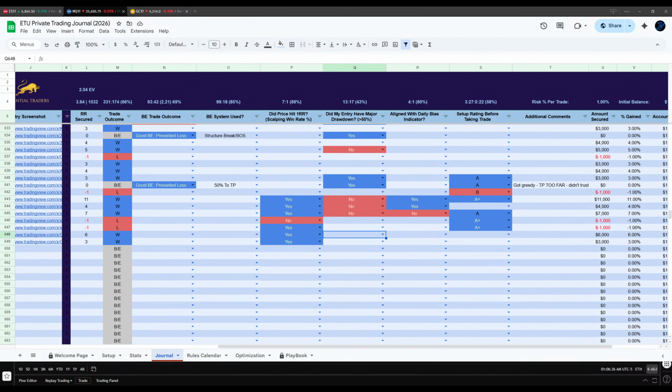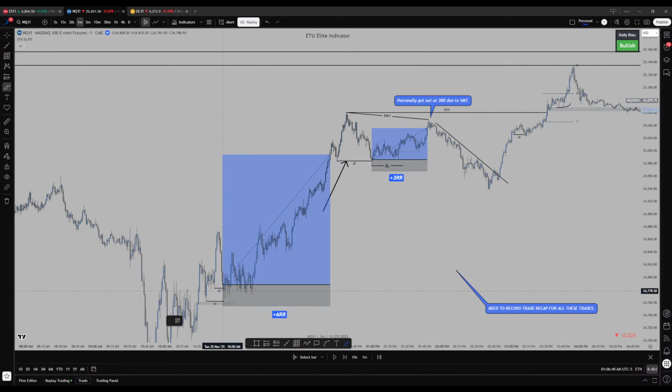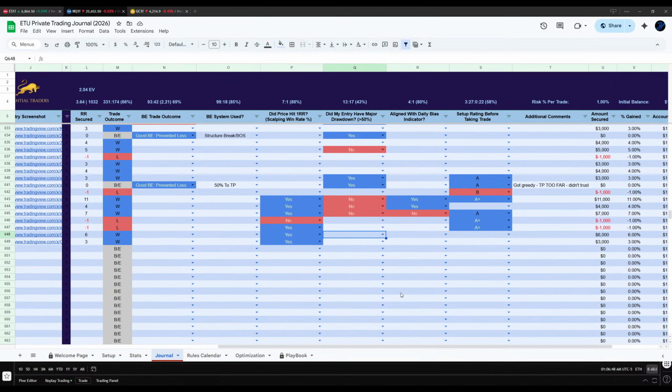Is there a major drawdown? Yes, there was major drawdown here. This is a major drawdown I'm talking about. You see how we went very close to stop loss, more than 50%? That's considered a major drawdown. This means I can find ways in the future to improve on my entry point.